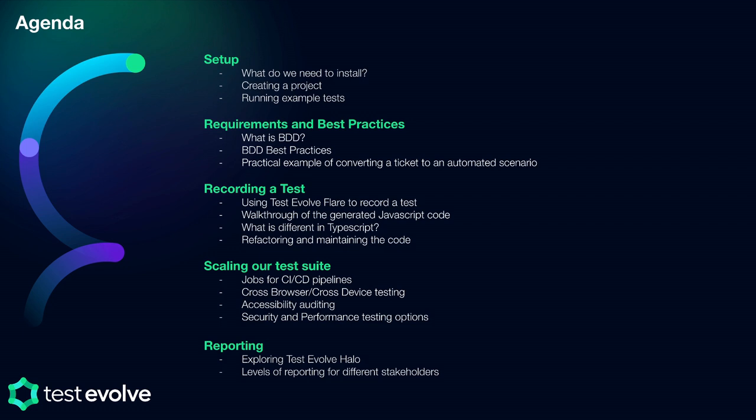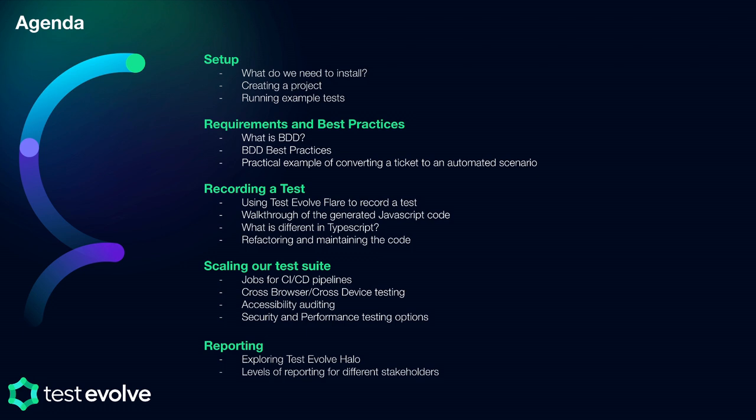Then we'll move on to scaling the test suites. We have a really good feature in Flare that allows you to quickly build jobs. And these jobs can be cross-browser, cross-device, accessibility, security, performance tests. But basically building these jobs that you can then execute in your CI/CD pipeline to quickly scale your test suite. So from a functional regression test, you've then got all of these options that you can kick off, nightly or every regression cycle that you need to.